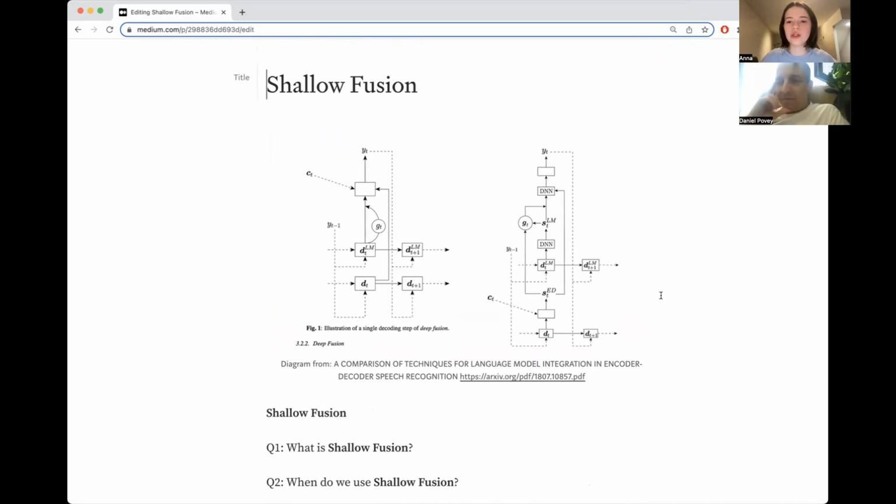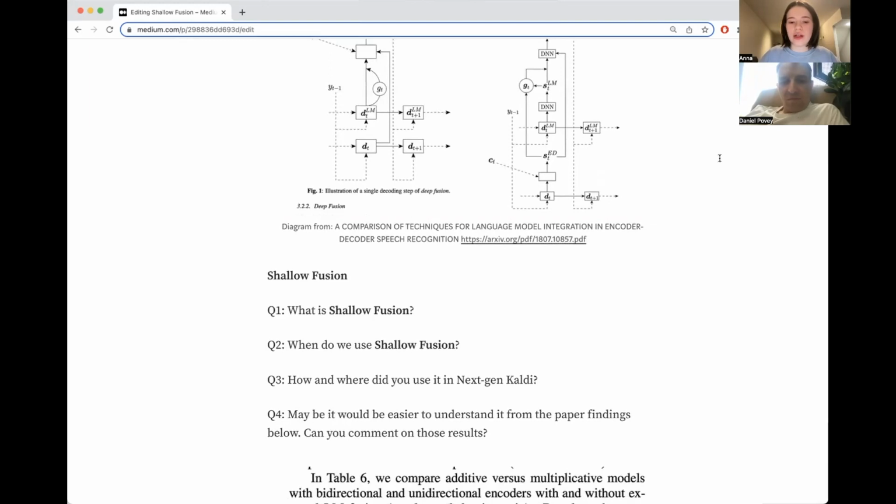Okay, and when do we use shallow fusion? Well, shallow fusion can be used for pretty much any deep learning type of model, like a CTC model, RNN-T, or attention decoding, things like that. How and when did you use shallow fusion in Next-gen Kaldi?